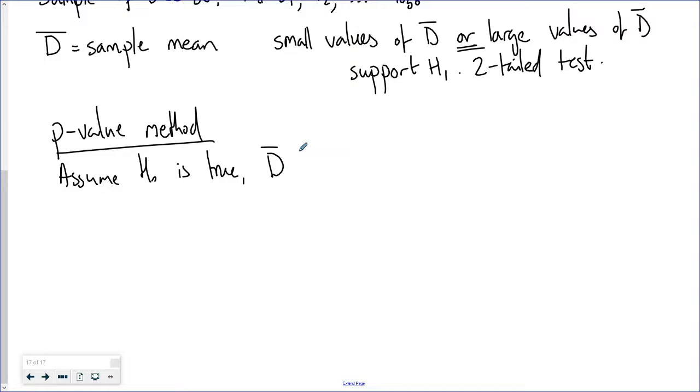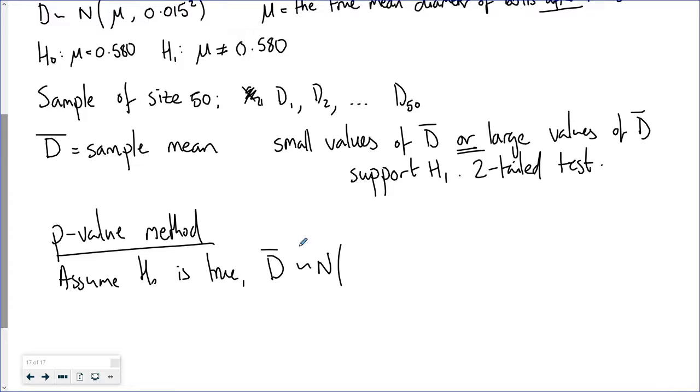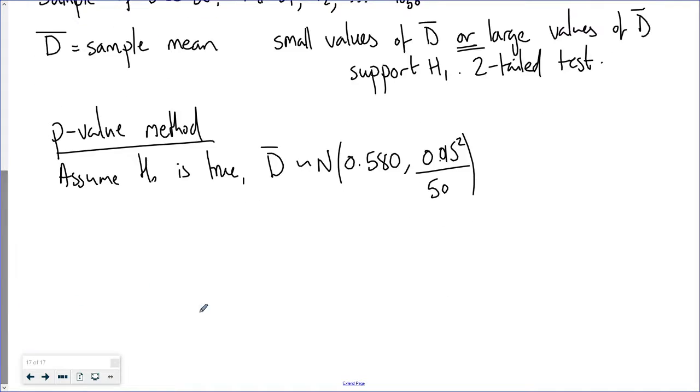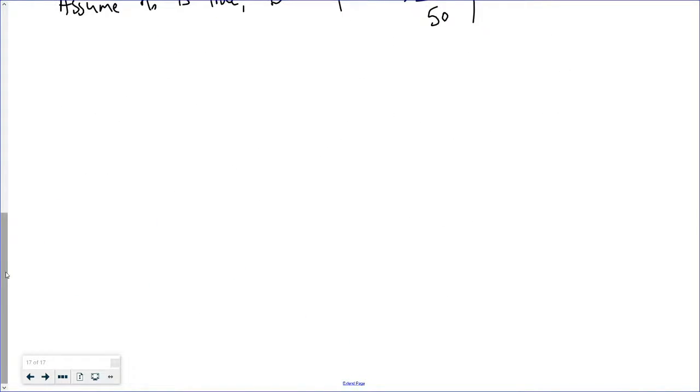So that is d bar follows a normal distribution. If H0 is true, then the mean is going to be that. And the variance of d bar, the sample mean, is going to be the variance of d divided by the sample size, which is 50. So again, we would draw out this distribution.